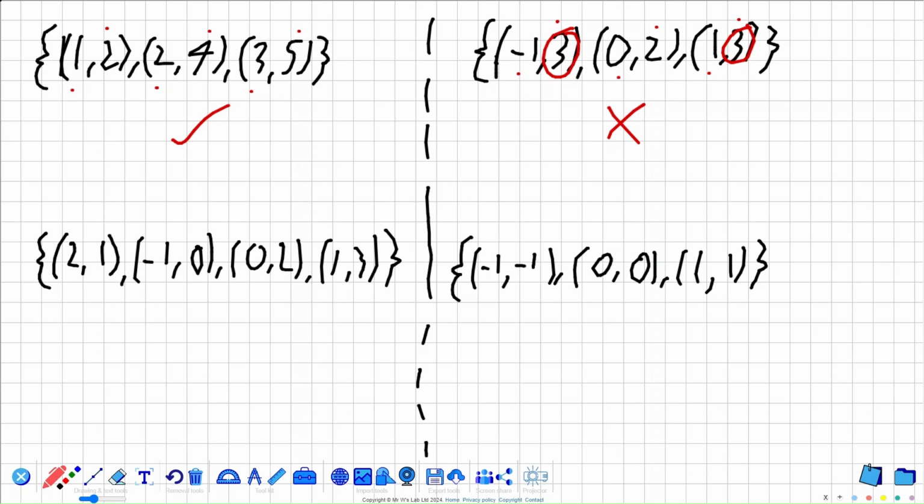On to the next one, we've got 2, -1, 0, and 1. They're all different. And we've got 1, 0, 2, 3. And they're all different. So that is completely fine.